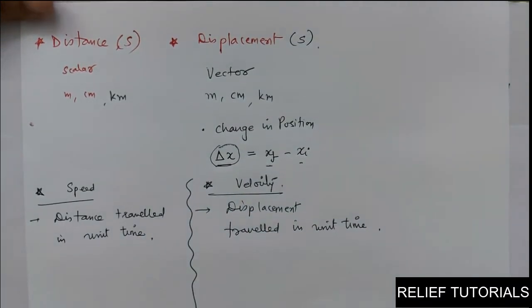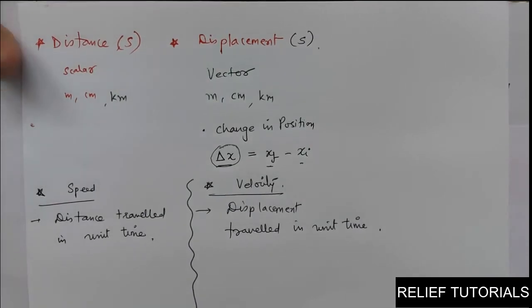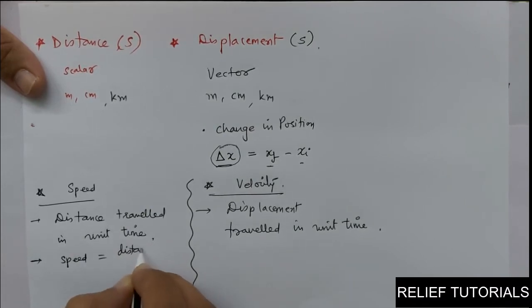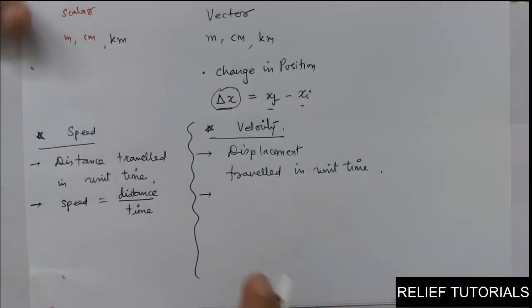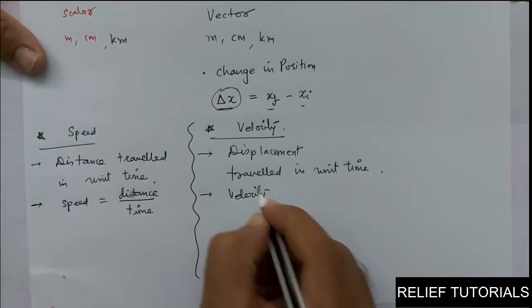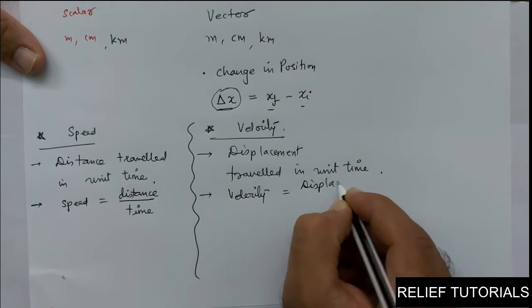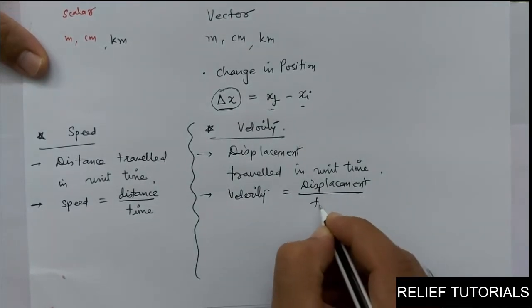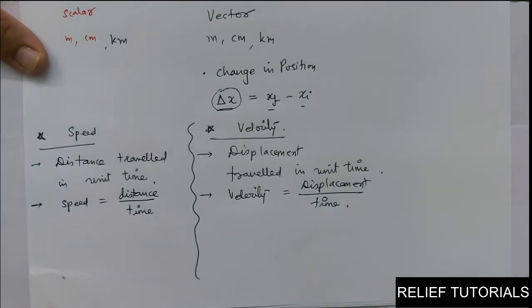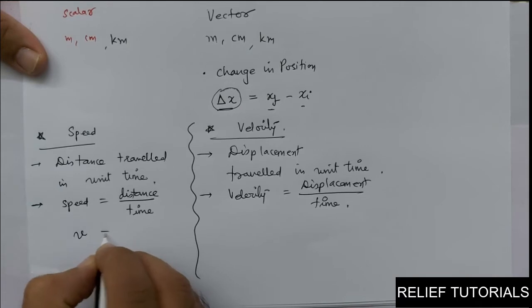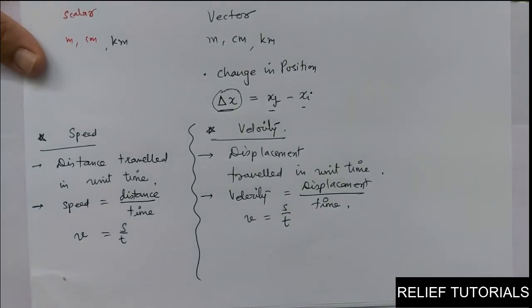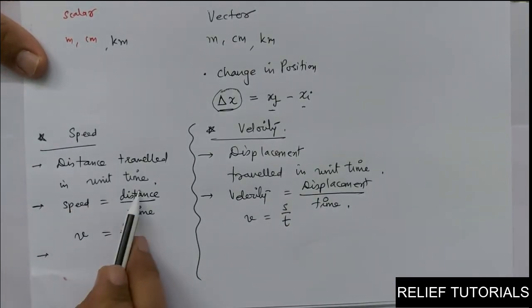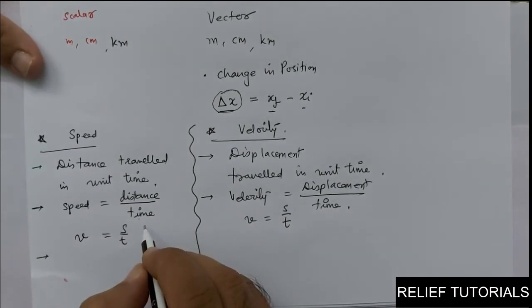Indirectly, we are writing the differentiation between speed and velocity. The formula for speed is distance upon time, and velocity is displacement upon time. Symbolically, v is equal to s upon t. Here also the symbol seems to be the same. But we know that speed depends on distance and time. Distance and time both are scalar quantities.